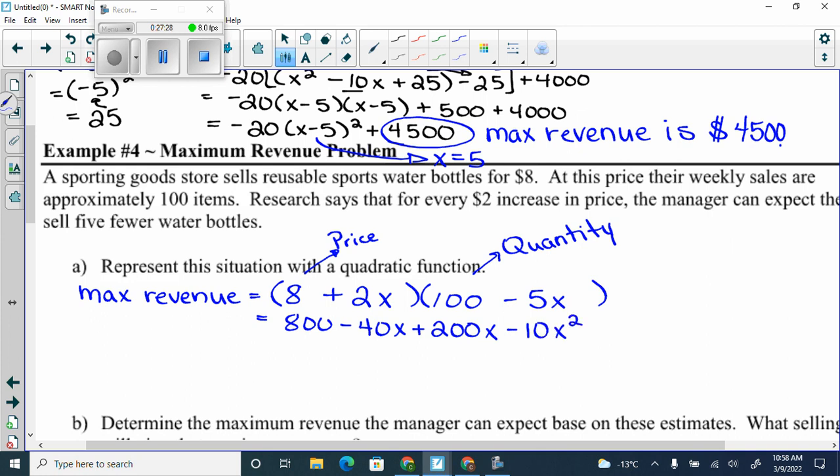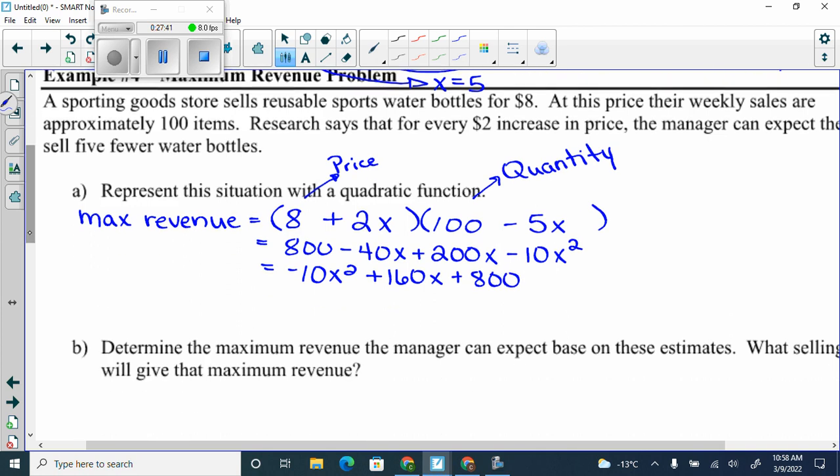And then it's to rewrite it in an order that's helpful. So negative 10x squared, 200 minus 40 is plus 160x plus 800. And that would be your plain old maximum revenue question. If I asked you to give me an equation that represented the situation, boom, you got one.